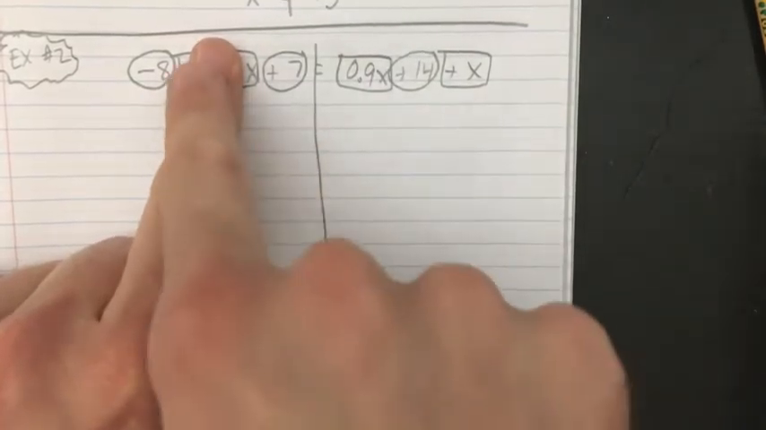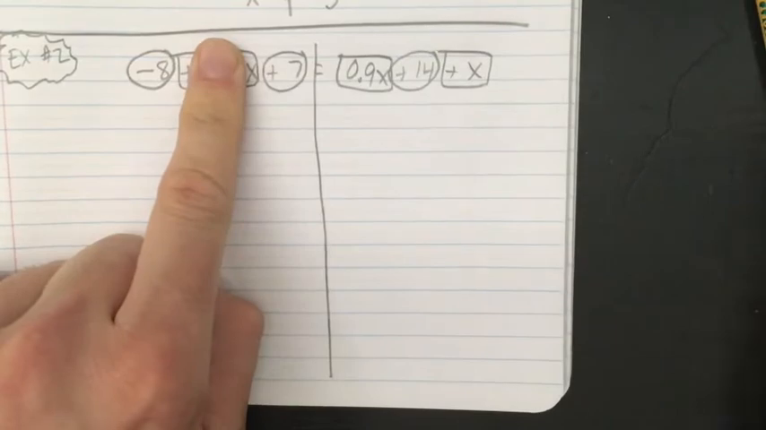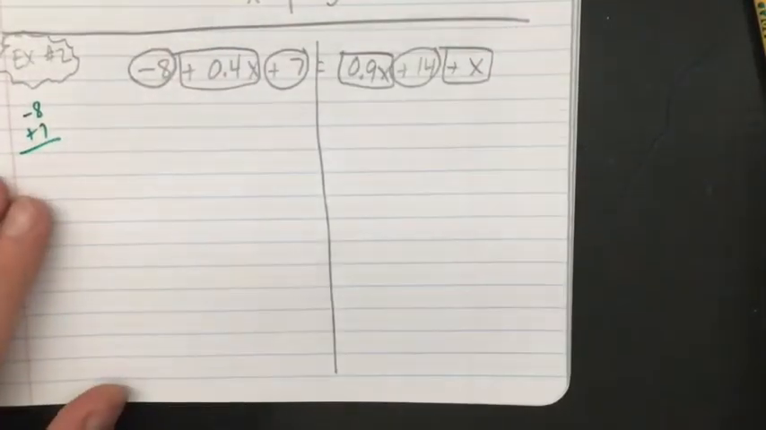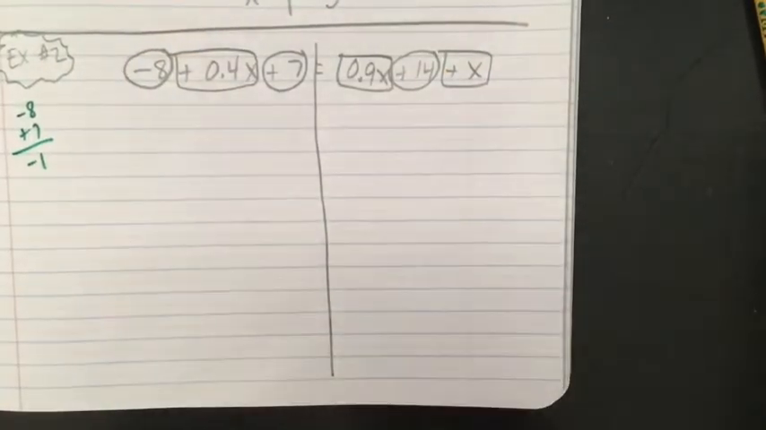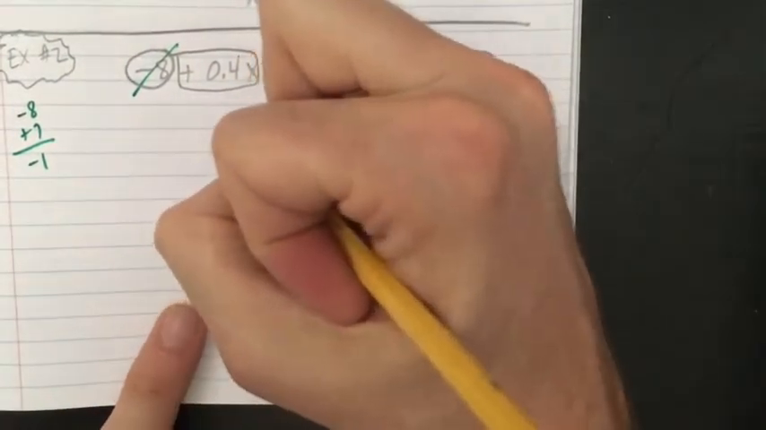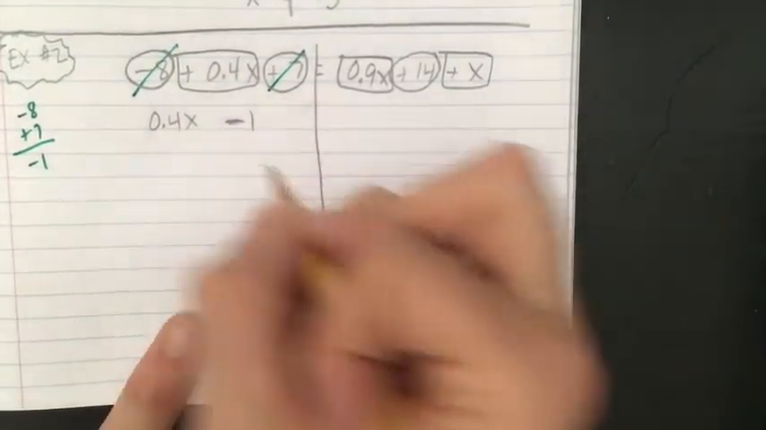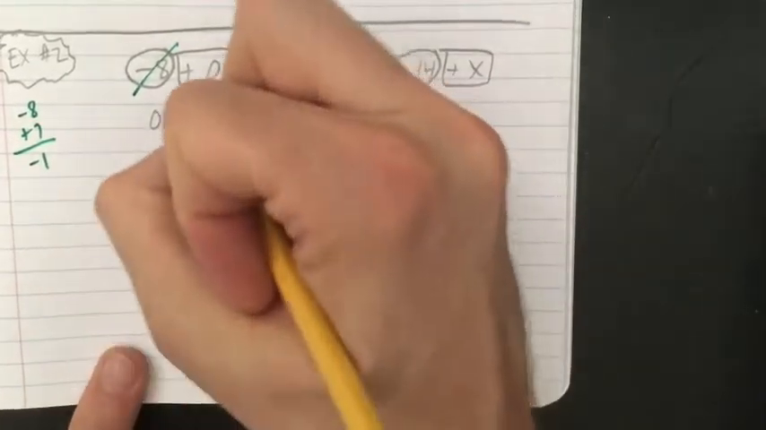But if I cover up what's in the middle, negative 8 plus 7, I can do that math. So I'm going to take negative 8, add 7. This is just my thinking, right? I'm going to get negative 1. So I can cross that out, and I can put negative 1. I can bring down that 0.4x, right? And there's some awkward space there, but we can just leave it. So now instead of 3 things, I have 2.